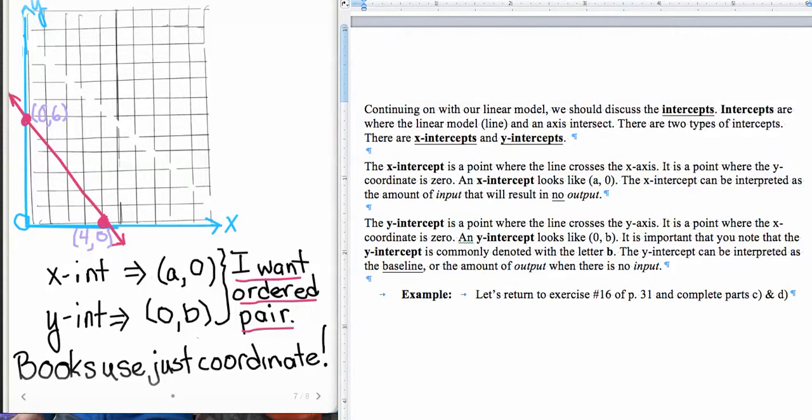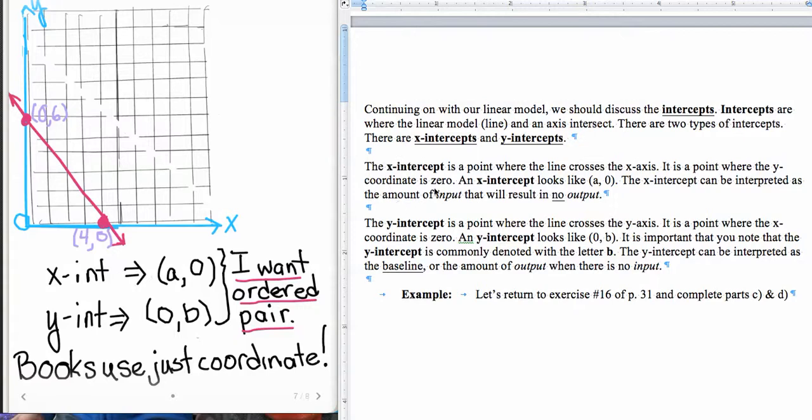Our second lesson on section 1.3 is on intercepts. So intercepts continue with our linear model. And the intercept is where the linear model, or just for short, we'll call it a line, and an axis intersect. There are two types of intercepts. There are x-intercepts and y-intercepts. The x-intercept we'll discuss first.